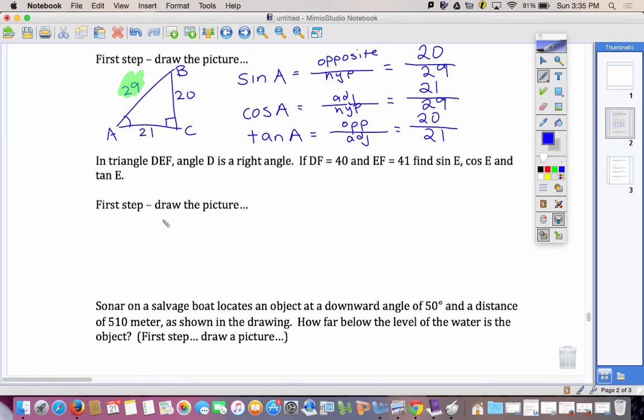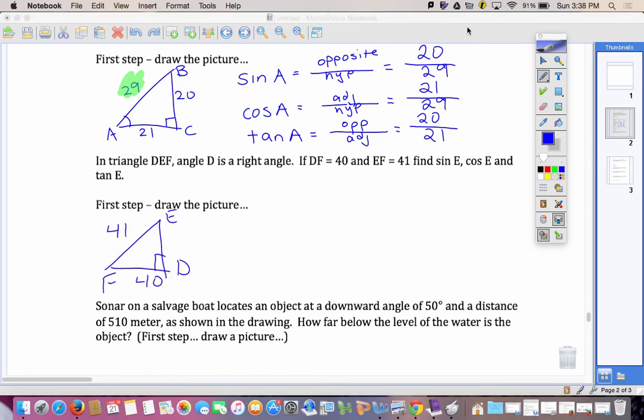In triangle DEF, angle D is the right angle. If DF equals 40 and EF equals 41, find sine of E, cosine of E, and tangent of E. Okay, I have drawn my picture. It's not beautiful; I'm having a hard time with this calibration. In triangle DEF, angle D is my right angle, so I have my box there. I'm told that DF is 40, so I have a 40 between D and F, and that EF is 41, so I have my 41 here.